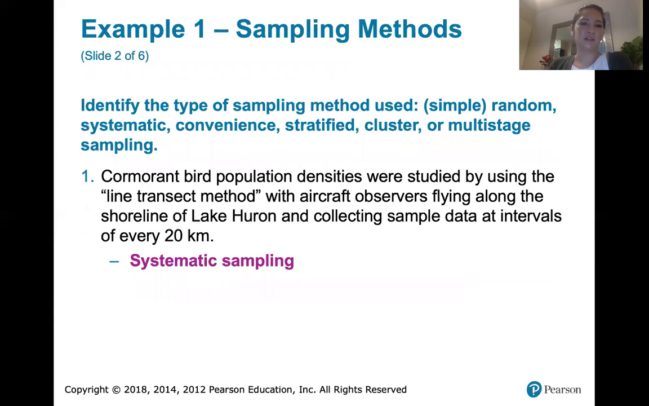So here's a first one. The Cormorant bird population densities were studied by using the line transect method, with aircraft observers flying along the shoreline of Lake Huron and collecting sample data at intervals of 20 kilometers. Well, if they're collecting sample data at intervals of 20 kilometers, that's systematic sampling.